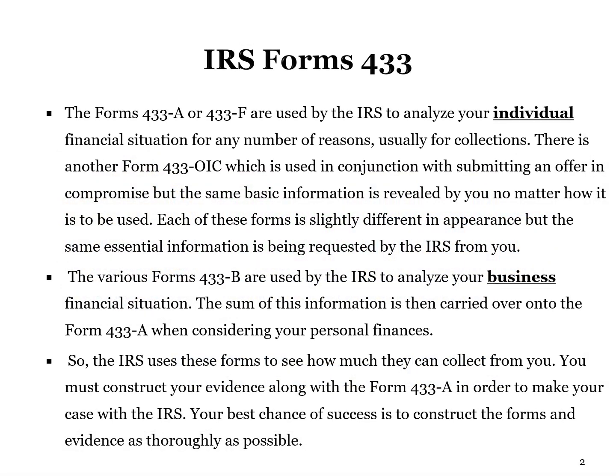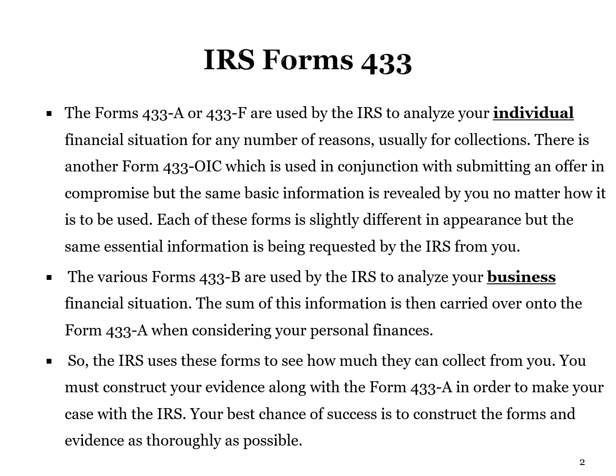The forms 433A or 433F are used by the IRS to analyze your individual financial situation for any number of reasons, usually for collections. There is another form, 433 OIC, which is used in conjunction with submitting an offer in compromise, but the same basic information is revealed by you no matter how it is to be used. Each of these forms is slightly different in appearance, but the same essential information is being requested by the IRS from you.